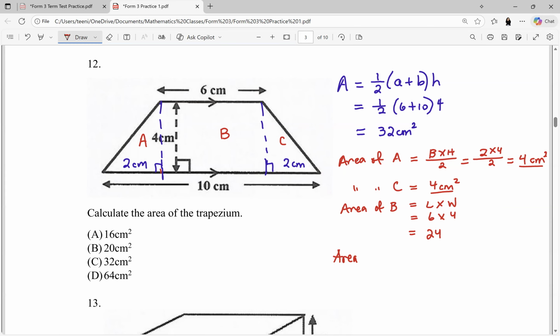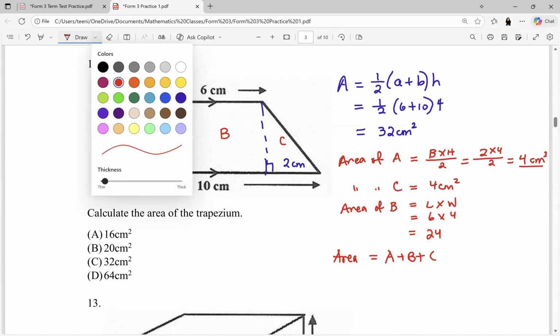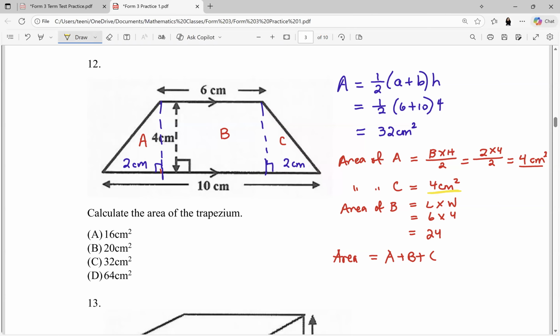Thank you, babe. So the area of the full trapezium will be A plus B plus C. I left it out by accident, even though I've been saying all along to add them up, right? I got confused because I didn't see this other 4 cm that I wrote here, big and bold. So this here is the area of C. 4 cm is the area of A as well because they're identical triangles. And then this one is the area of the rectangle.